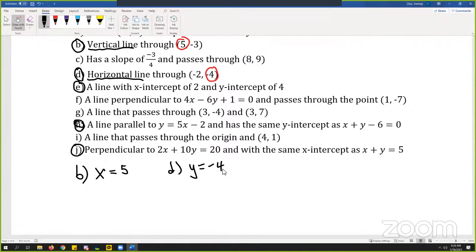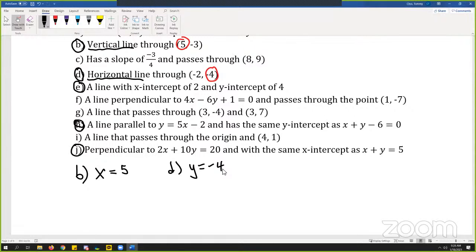So that was pretty quick. Okay, so when you remember, vertical lines are x equals a number. And what's that number? Look at the x value of the point. Horizontal lines are the same. If you're looking for the equation, it's y equals a number, and you look at the y value of the point.